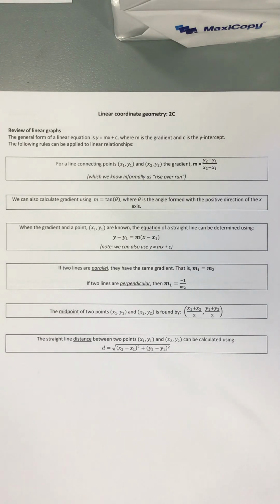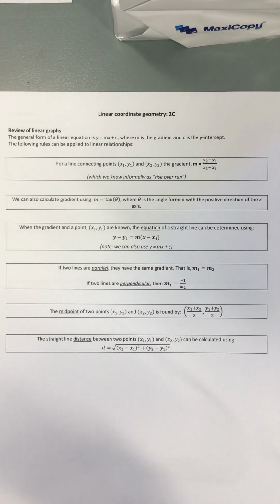Hey there, Method students. In exercise 2C, we're now looking at some linear coordinate geometry, which essentially just means linear graphs. That was a big topic in year 11, and you did a lot of this in year 9 and year 10. There's a bit to remember. This section has a summary of some of the bigger formulas.